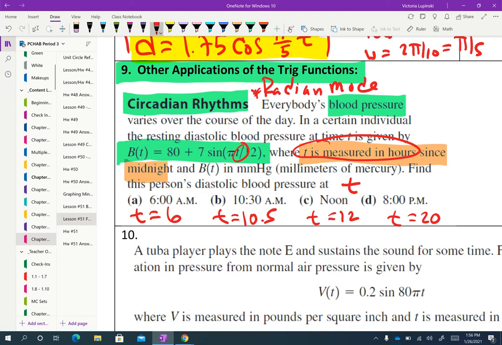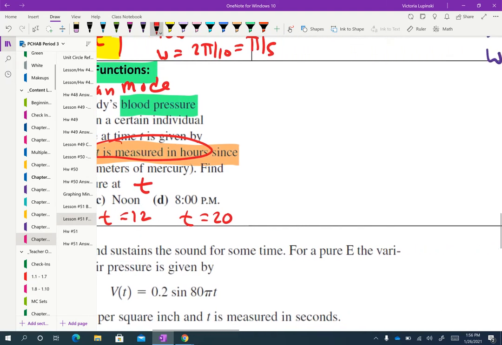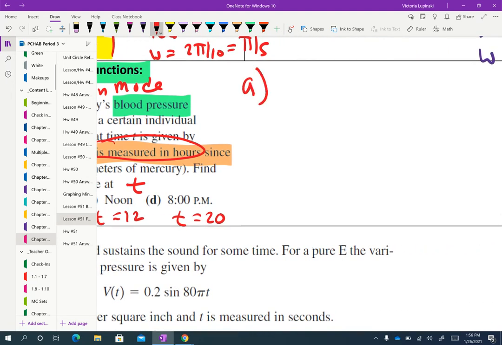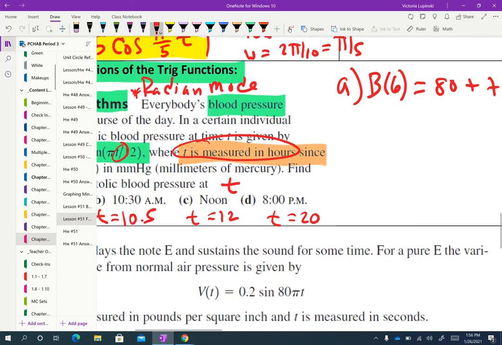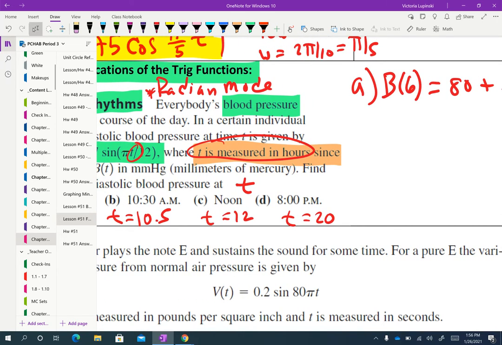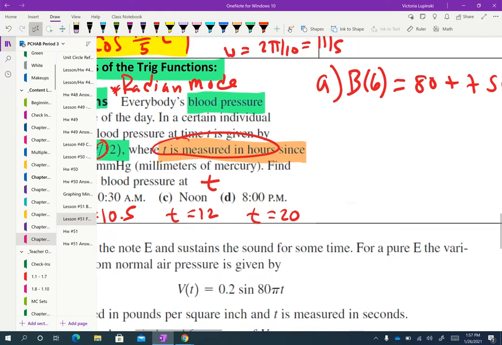So when it comes to plugging them in, let's just go ahead and do the first one all the way through. If we're talking about A, we're talking about B of 6, which again is the person's blood pressure at 6 a.m. or 6 hours past midnight. So 80 plus 7 times the sine, and basically you're going to plug a 6 in for t. So that would be 6 pi over 12.